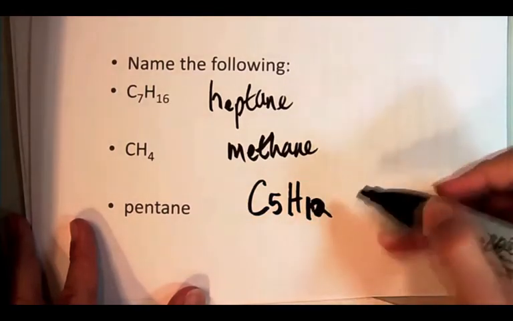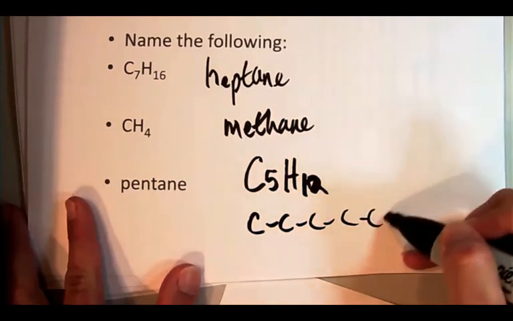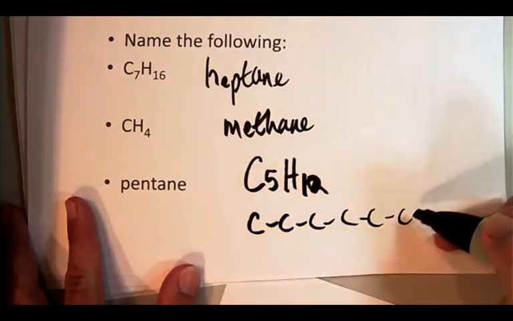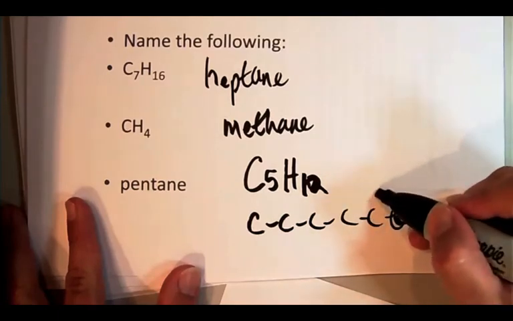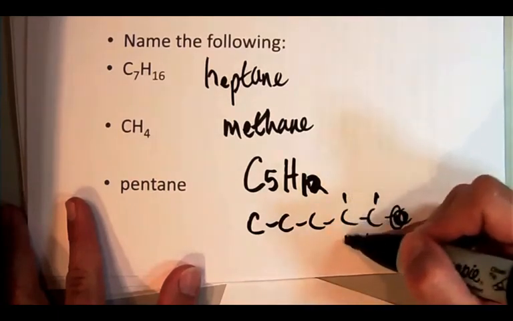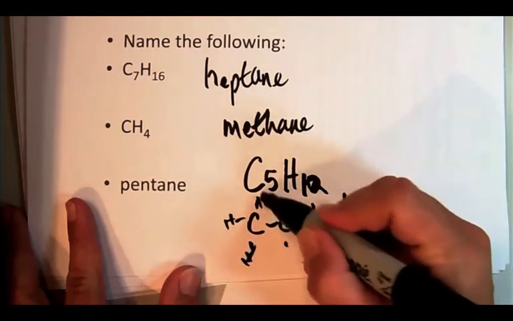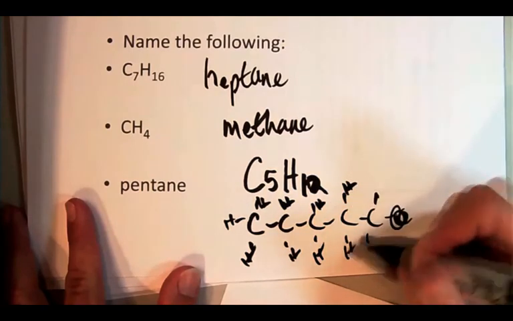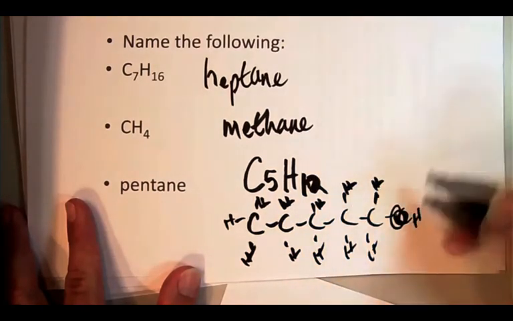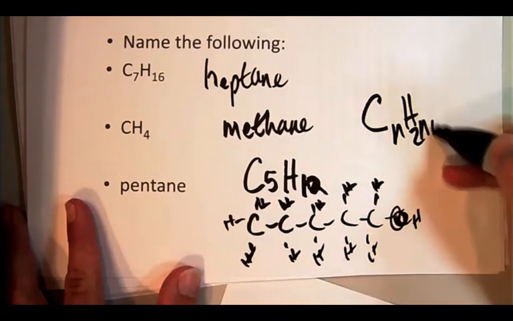How do you know how many hydrogens there are? You can draw it out and see how many hydrogens you have to put on the chain. There's five carbons. To get it to be saturated with hydrogens, just count them up. Put a hydrogen in each bond, and you'll come up with 12. If you don't want to write it all out, you can remember that it's always CnH2n+2.